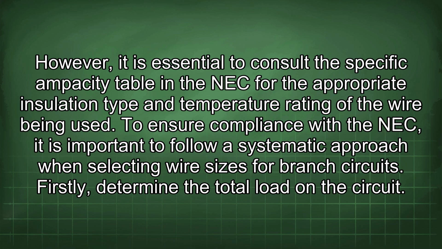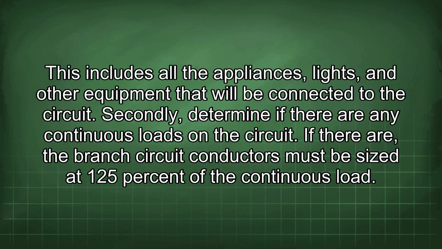To ensure compliance with the NEC, it is important to follow a systematic approach when selecting wire sizes for branch circuits. Firstly, determine the total load in the circuit. This includes all the appliances, lights, and other equipment that will be connected to the circuit. Secondly, determine if there are any continuous loads on the circuit. If there are, the branch circuit conductors must be sized at 125% of the continuous load.